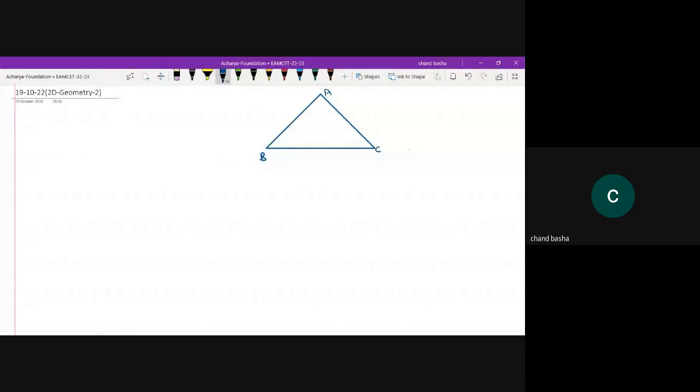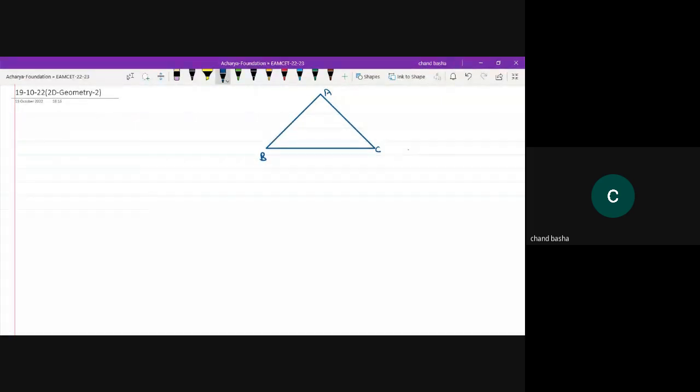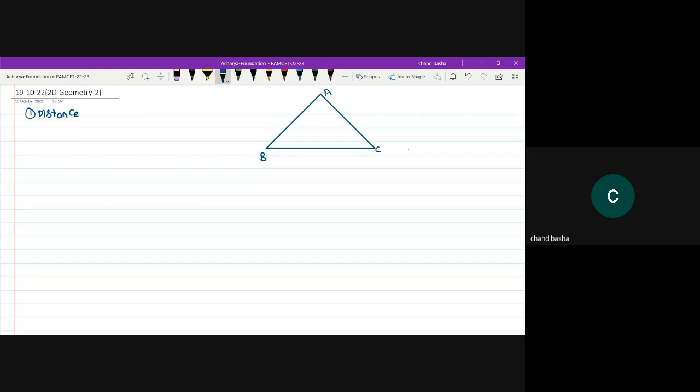So once again, we are going to start with 2D geometry. Yesterday, I completed just two points regarding the coordinate system. I completed the distance formula, and one or two examples were discussed. The second concept is the section formula, and corresponding examples were also discussed.